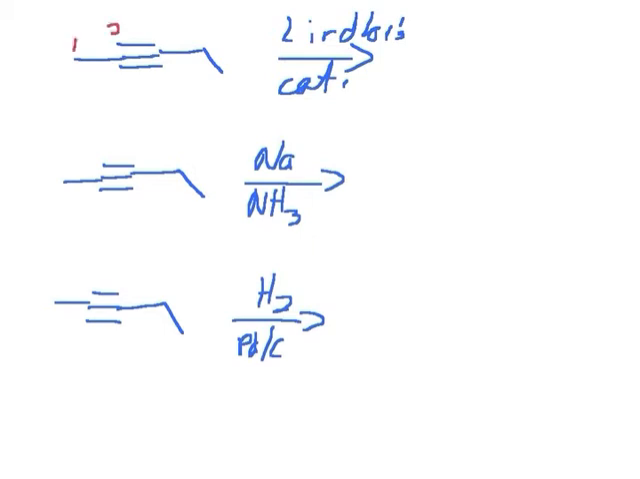1, 2, 3, 4, 5. Lindlar's catalyst can take an alkyne and reduce it to an alkene and stop it there. But it's always going to be what kind of addition? Cis. A cis addition. Good.